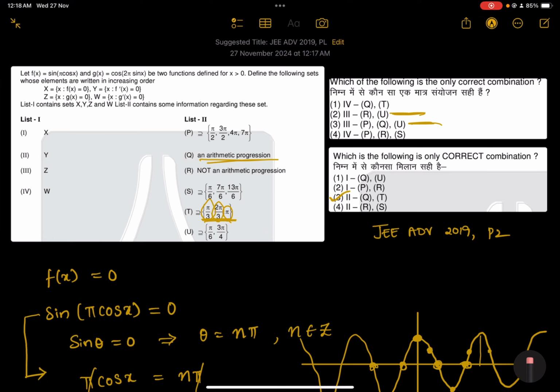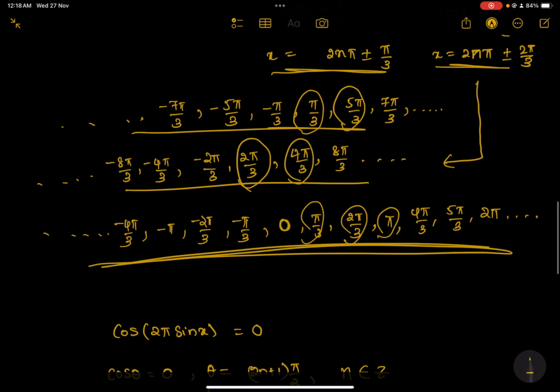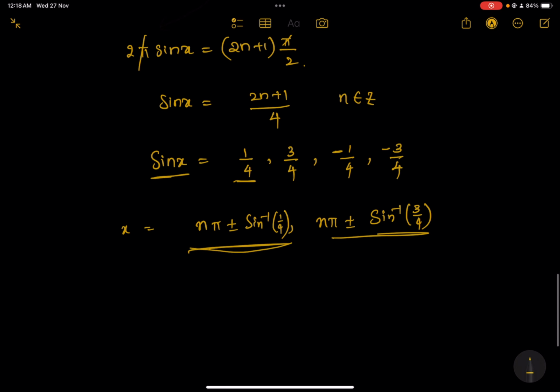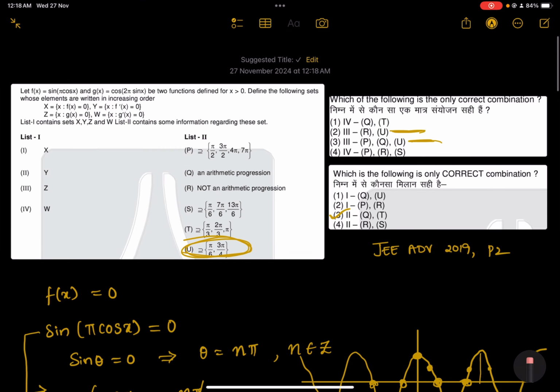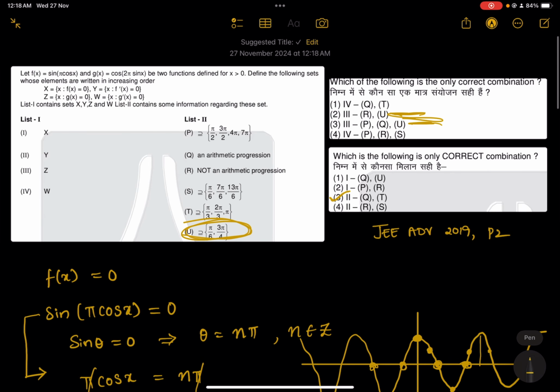Okay, U is not possible because pi by 6 and 3 pi by 4 are not there in this set. So pi by 6 and 3 pi by 4 are not possible with these values. If it is pi by 6, we should have 1 by 2 because sin 30 is 1 by 2. If it is pi by 4, we should have 1 by root 2 in the solutions. That is not there. So U is not possible. So option 2 and option 3, these two options are not possible.